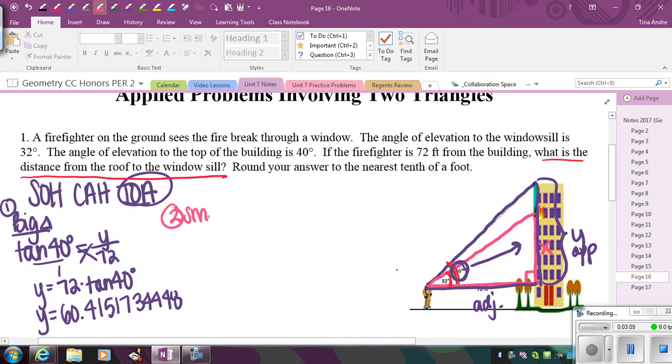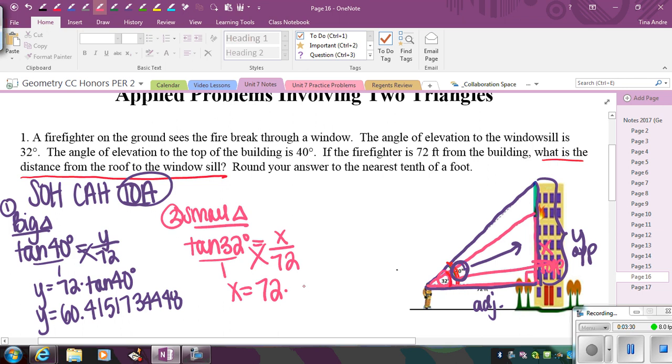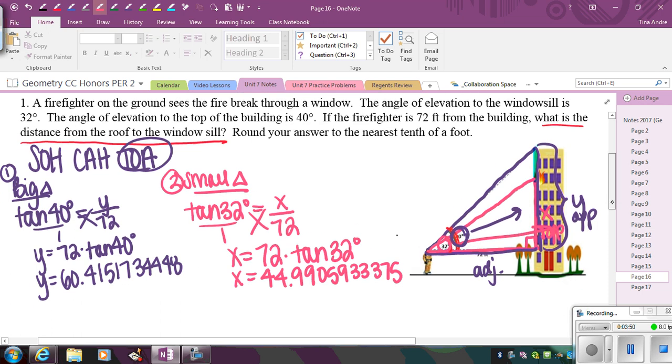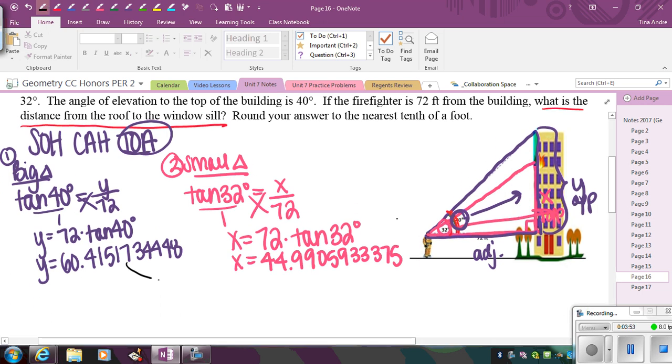So now I'm going to look at the small triangle. So that means now I'm looking at tan 32. Here's my opposite. My adjacent stays the same. So that means I have x over the adjacent, which is 72. Put that over 1, cross multiply. Again, you can leave your answer for right now as 72 times tan 32. Or write it as a decimal. So if you write it as a decimal, I end up with 44.99059333375.